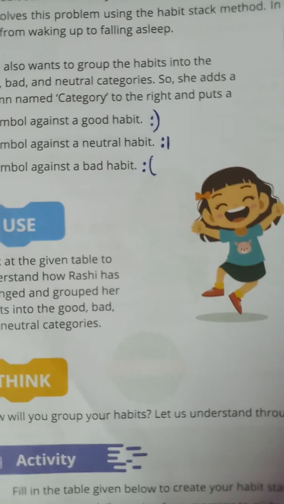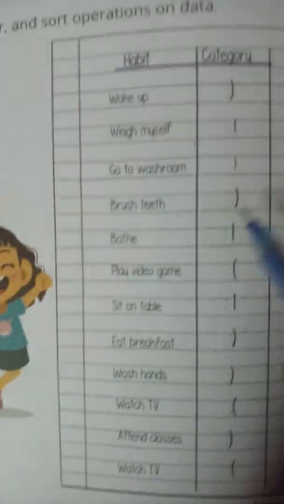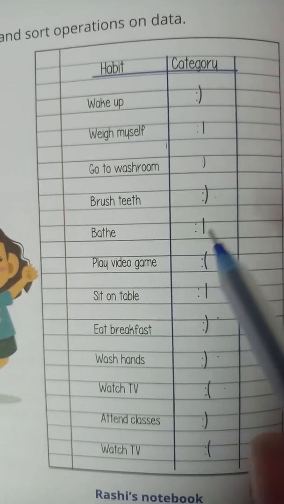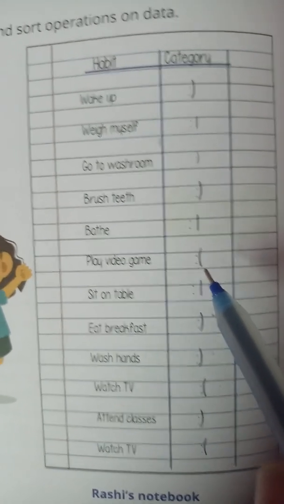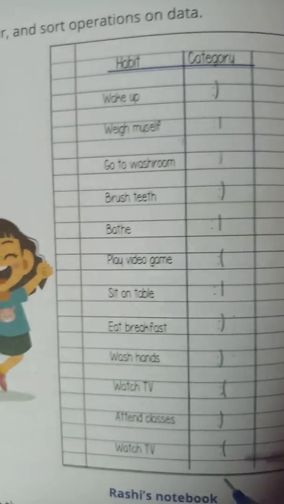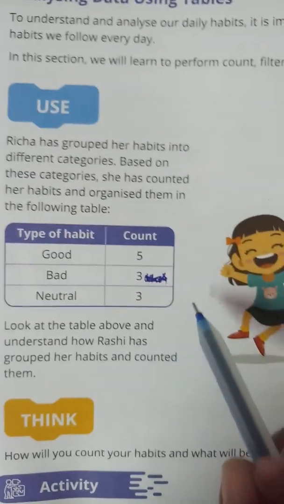For a bad habit, the symbol is colon and opening bracket. Here 1, 2 and then 3. There are 3 bad habits.